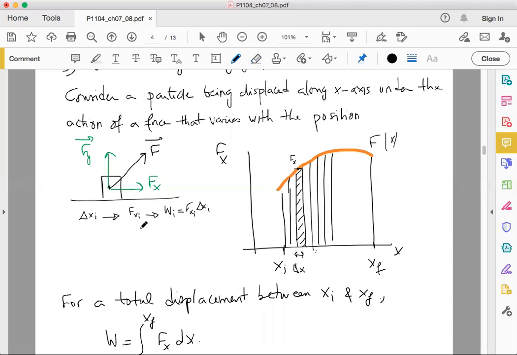So let's define the work in this. So this is delta W, let's call it delta Wi. And so if you want to define the total work, then in this case, the total work is given by the sum over i of delta Wi. So it's given by the summation over x going from x initial to x final of Fx multiplied by delta x, right? So this is nothing else than Fx multiplied by delta x going from x initial to x final.